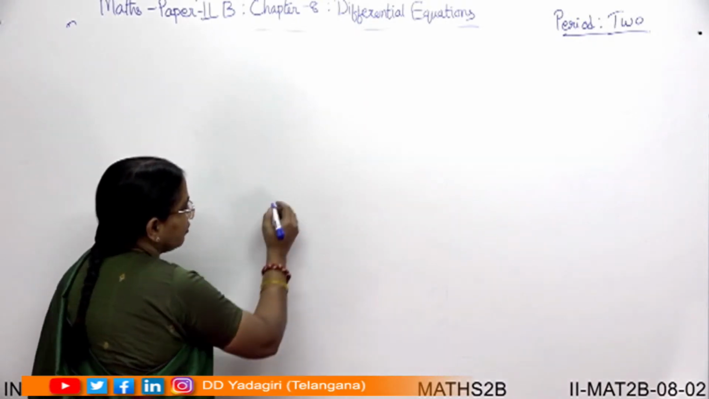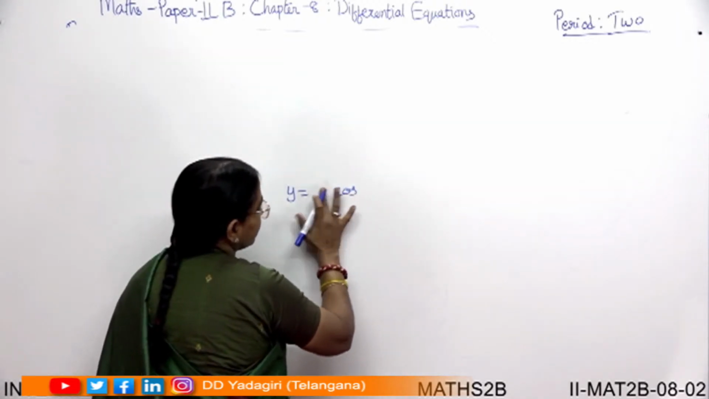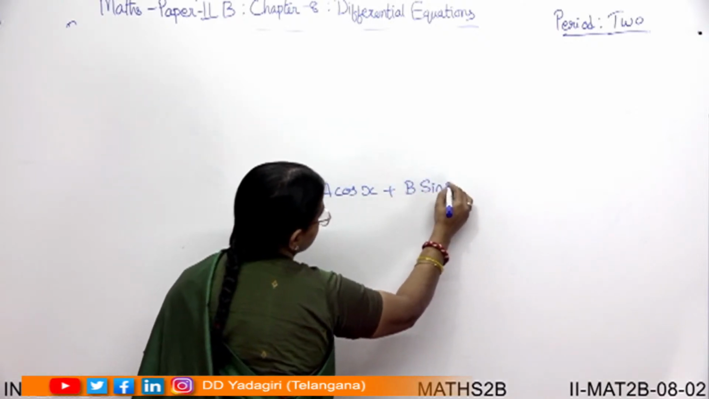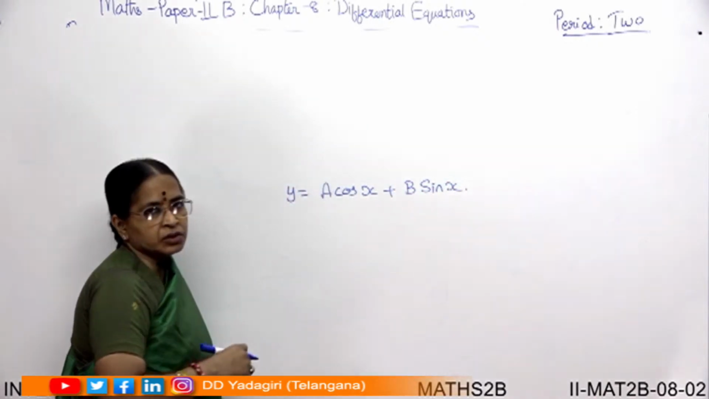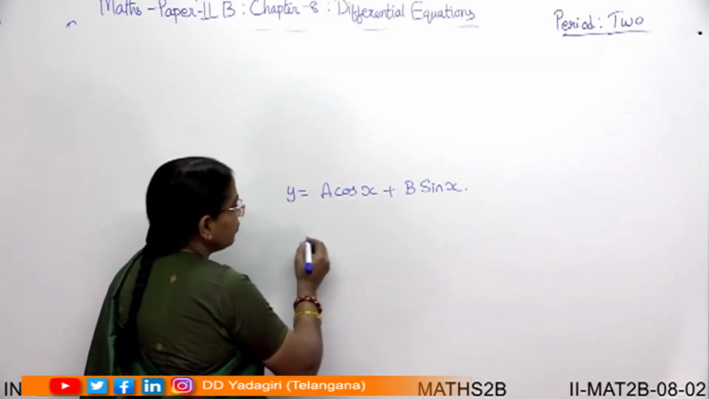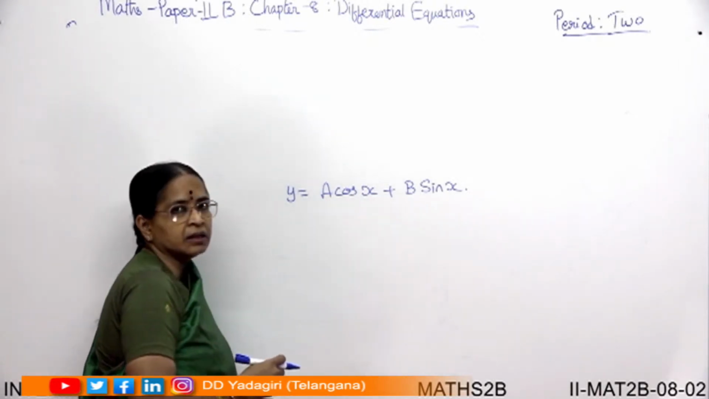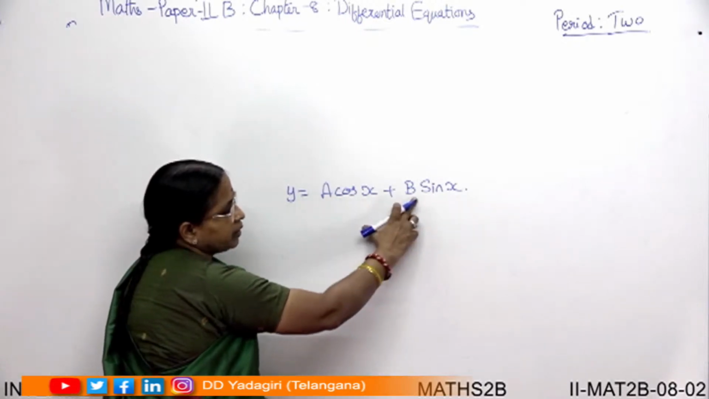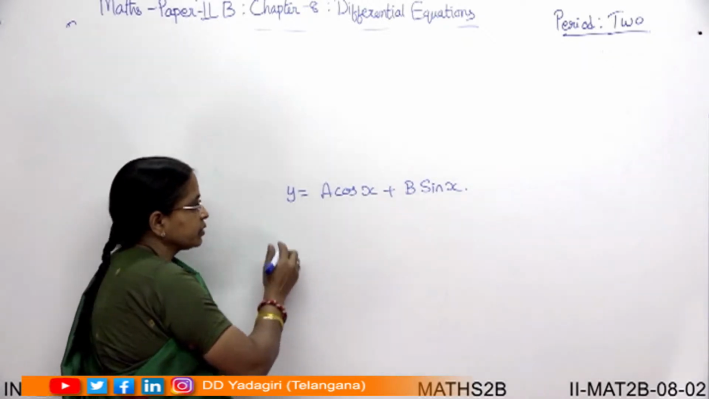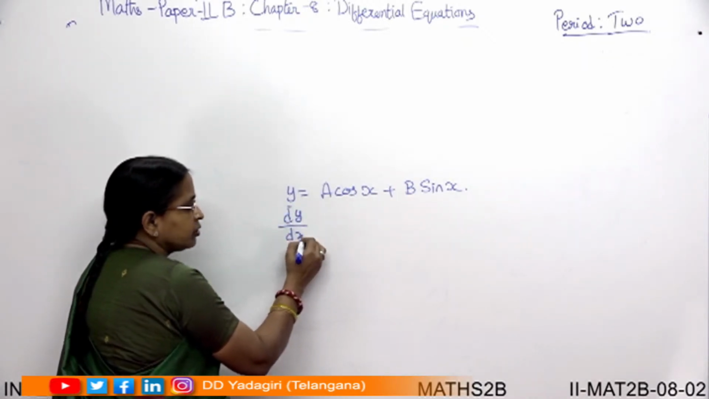Now suppose, instead of a cos x, I have y is equal to a cos x plus b sin x. Now this is the solution. Form a differential equation for which this is the solution. First you will observe how many arbitrary constants are there in this equation. There are two arbitrary constants, a and b. So you have to differentiate 2 times, differentiating twice successively. So all those steps we should write.